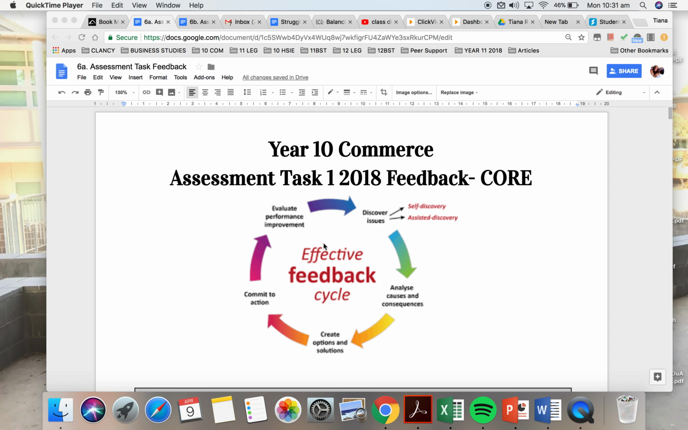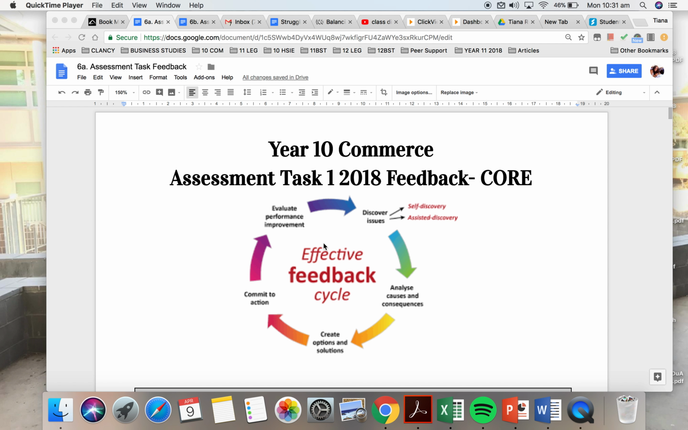Hi, Year 10. We're going to deliver feedback a little bit differently for this assessment task, a little bit similar to how we deliver feedback in HSIE in Year 11 and 12. We're going to spend a lot of time looking at your assessment task because it's important that you take information from the task and apply it to the next assessment task.